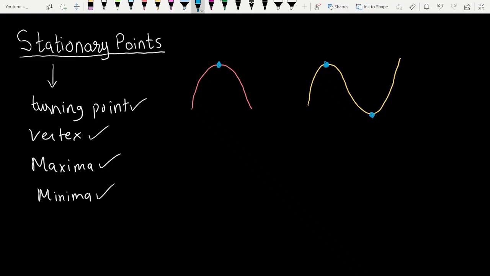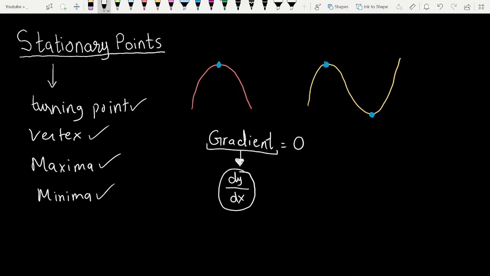What's special about these turning points, or stationary points, or vertices, or maxima and minima, is that the gradient is zero at these stationary points. How we can use that, in the context of differentiation, is that our gradient is equal to dy by dx. So we can say that our gradient is equal to zero, and then use this idea to find the coordinates of a stationary point.